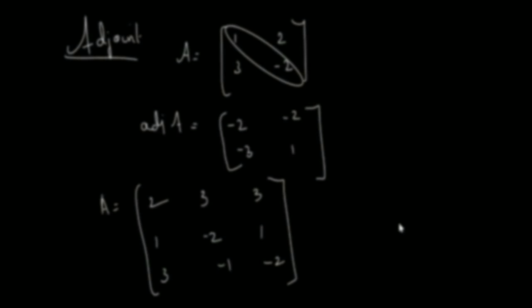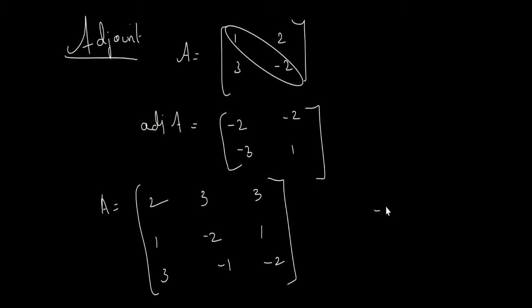Then repeat the second row elements. Middle row, minus 2, 1, 1, minus 2. Second row, this is the third row, minus 1, minus 2, 3, minus 1. Then go to the first row, 3, middle number, 3, 3, 2, 3. Then repeat this, minus 2, 1, 1, minus 2.